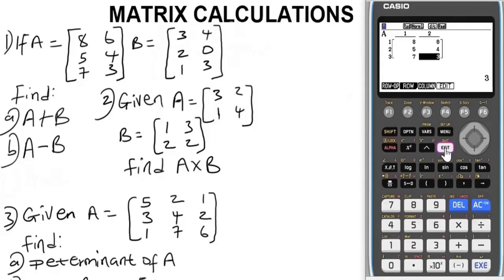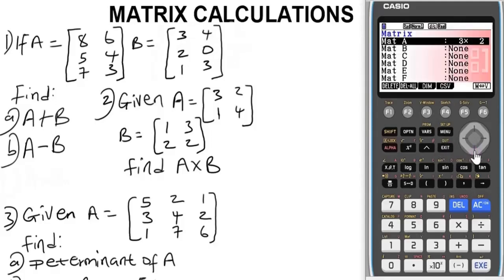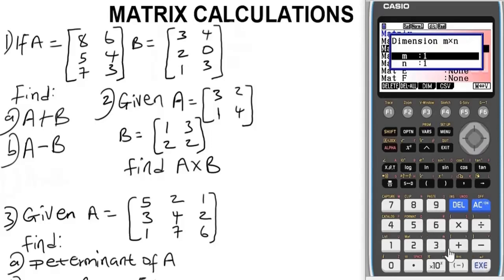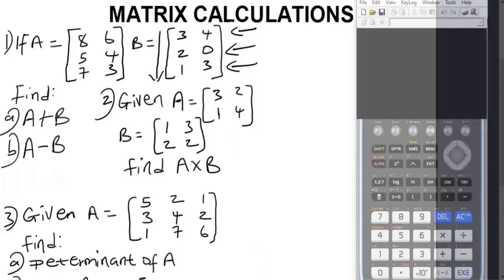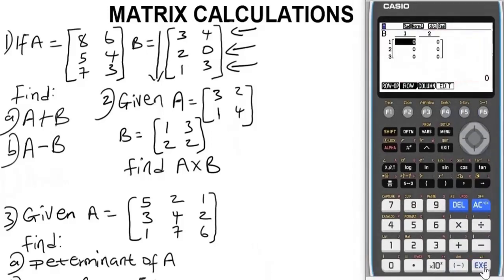Press exit. So let's go to Mat B, execute. Now the order is the same thing, a 3 by 2 matrix. Now let me show you in case you are still confused with this ordering. Okay, so this is the row, whereas this is the column. Alright, so it's as simple as that, guys. Okay, so let's press execute.